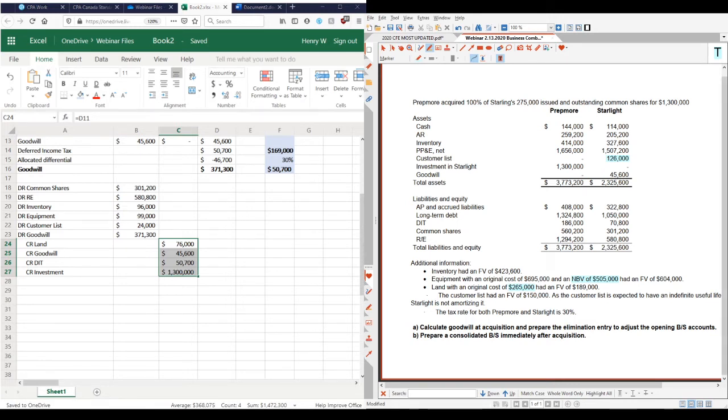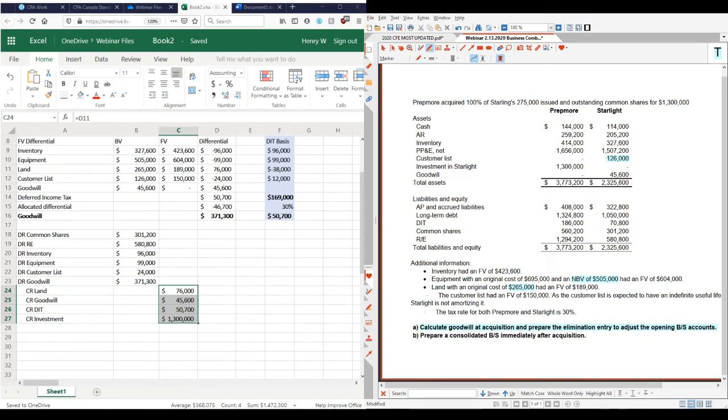So that was related to part A, calculate goodwill at acquisition and prepare the elimination entries to adjust the opening balance sheet. Now let's prepare the consolidated balance sheet immediately after acquisition. Again, this is another difficult thing that people have challenges with. So let's go through the consolidated balance sheet.